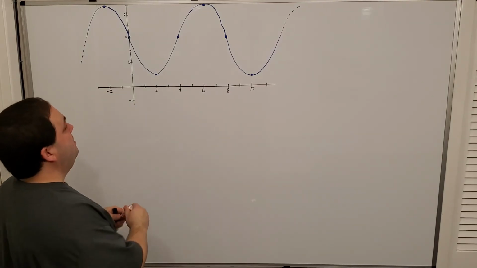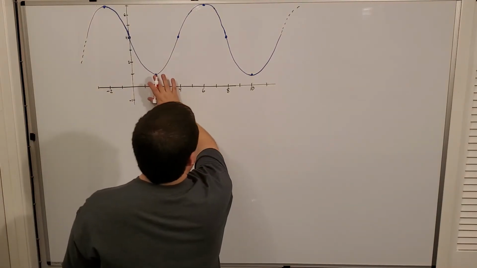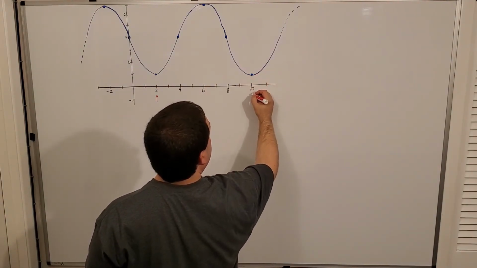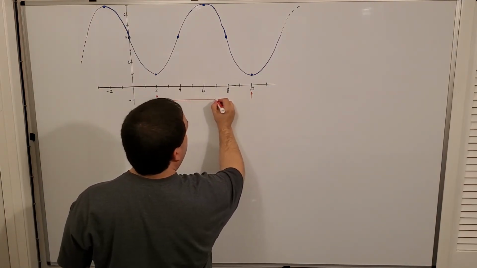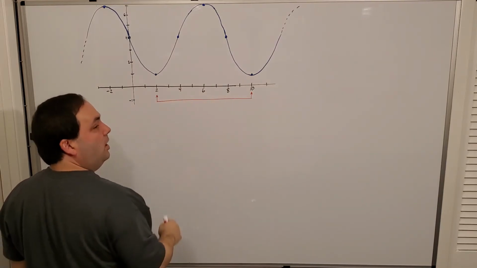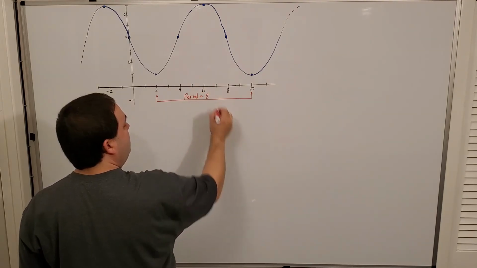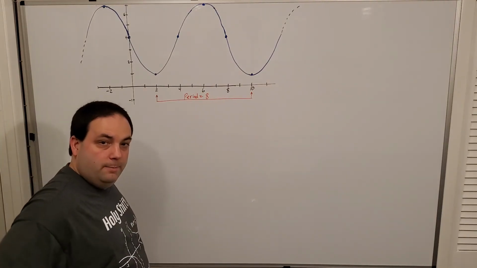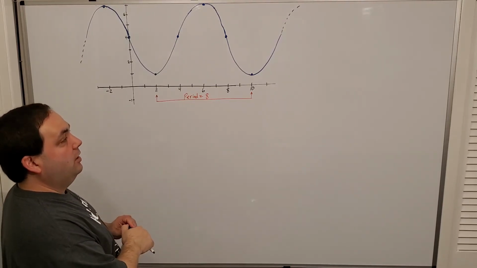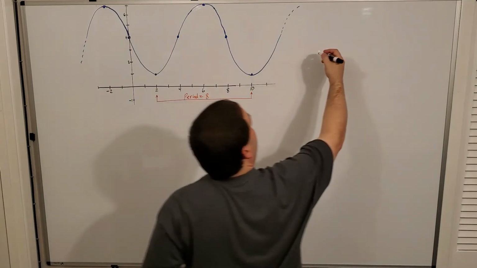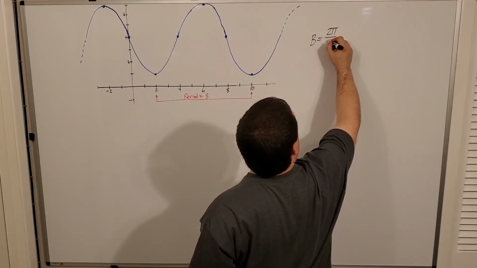I can see that I have a bottom here at 2, and then the next time I have that same occurrence is here at 10. So it's easy to calculate that the period is just going to be 10 minus 2. The period is going to be 8 here, right? Okay, so once I have the period, I can calculate what that frequency number is supposed to be. My B is going to be 2 pi divided by the period.